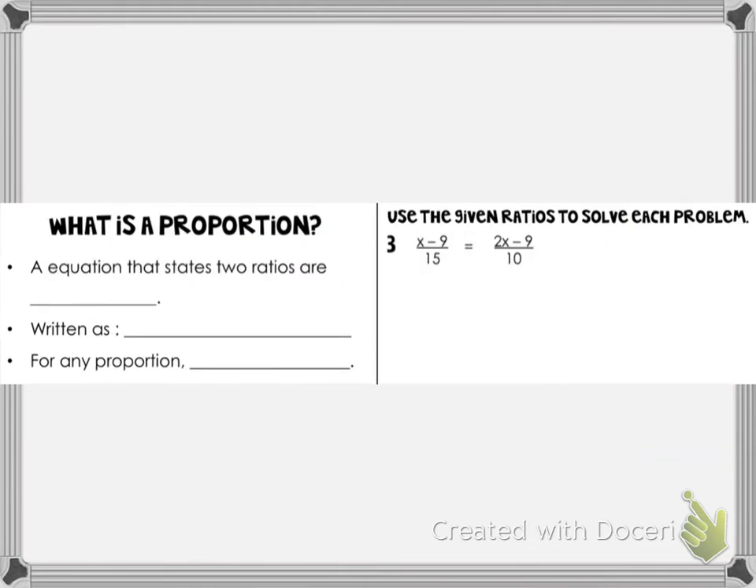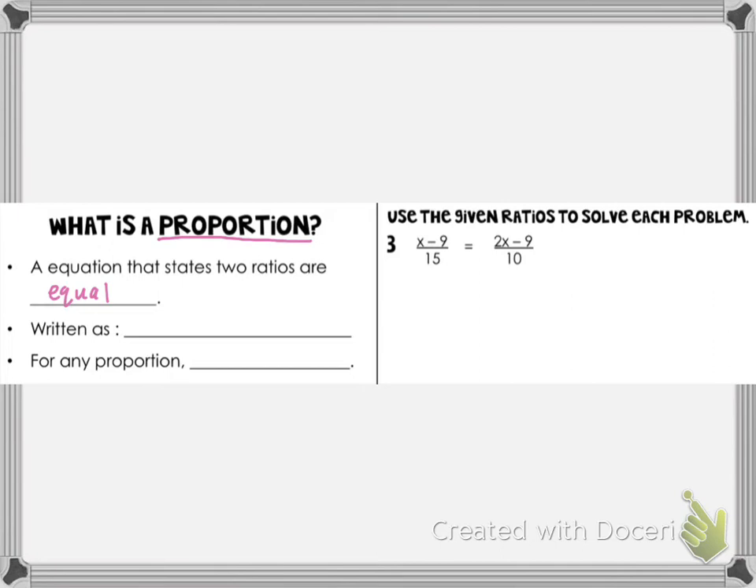Okay, so here's the last section. We're on proportions now. And proportions look really similar to ratios. The only difference is that it is 2 ratios, but they have an equal sign between the 2 ratios now. So a proportion is an equation that states 2 ratios are equal. And they are usually written as a ratio equal to another ratio, but as a fraction.